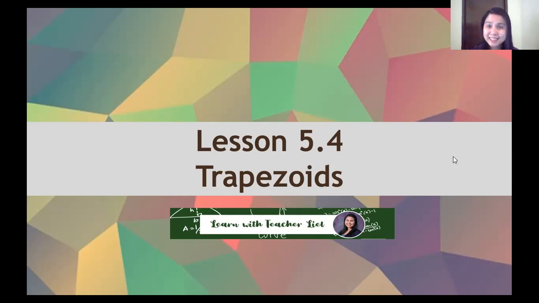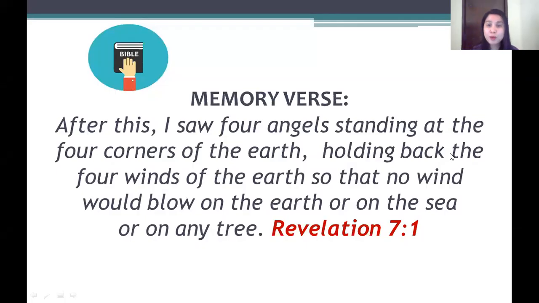Let's start by reciting today's memory verse. It's found in Revelation 7 verse 1. It says, "After this, I saw four angels standing at the four corners of the earth, holding back the four winds of the earth so that no wind would blow on the earth or on the sea or any tree."